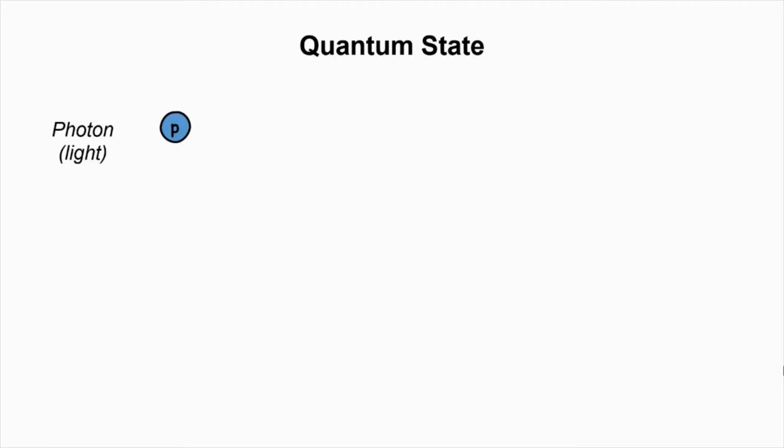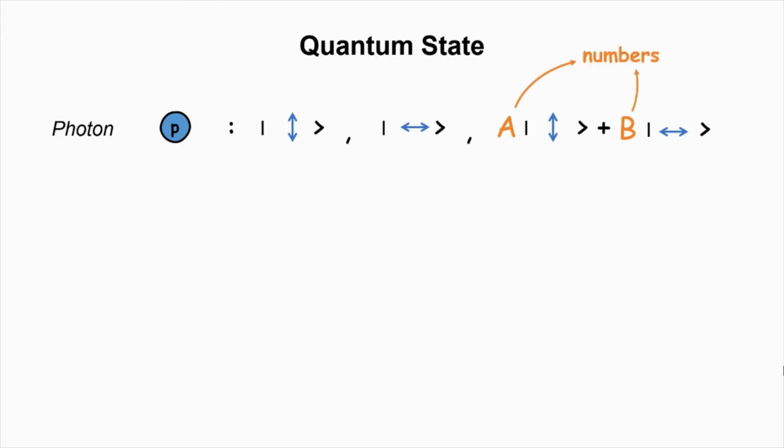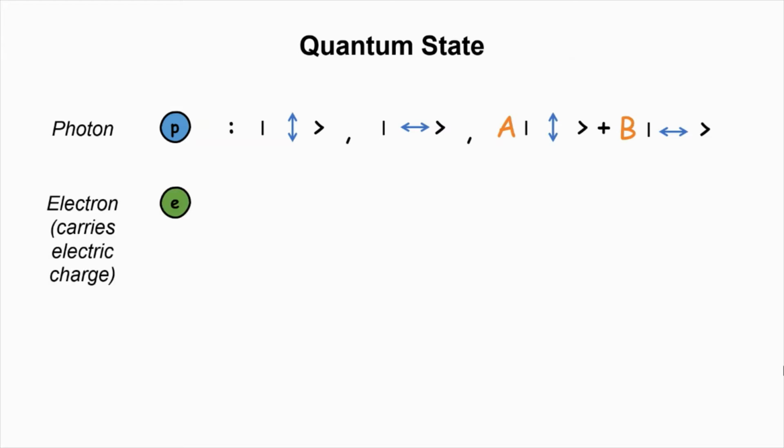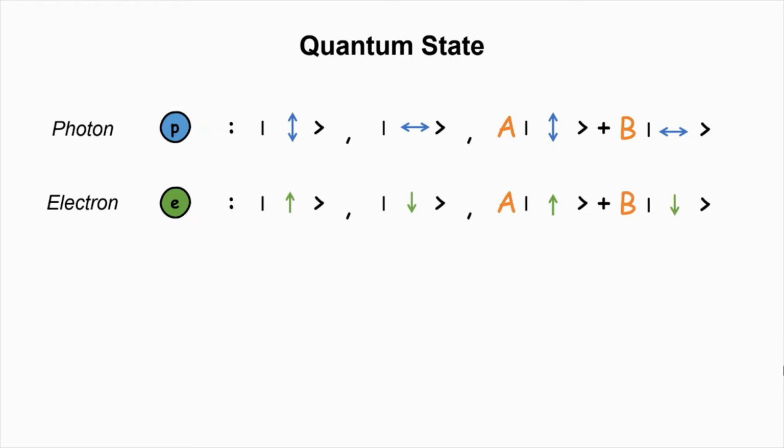A photon, a single packet of light, has a neat property called polarization. It can be vertical or horizontal. It can also be a mix, a superposition of the two. This is a quantum state. A and B are just numbers related to the probabilities of getting a vertical or horizontal polarization when we measure the photon. Similarly, an electron can be in a superposition of up and down spin states.